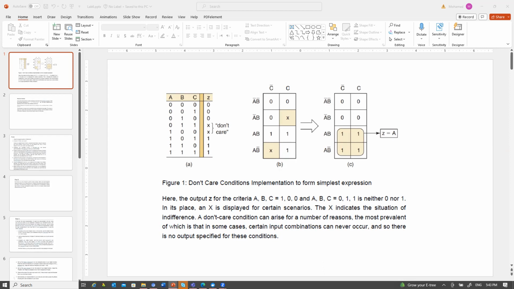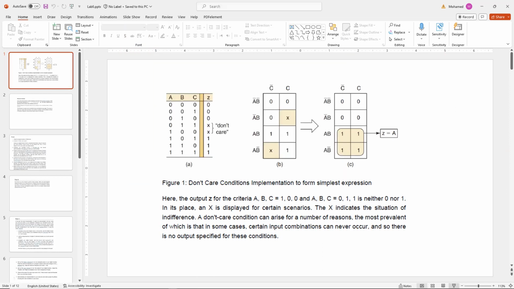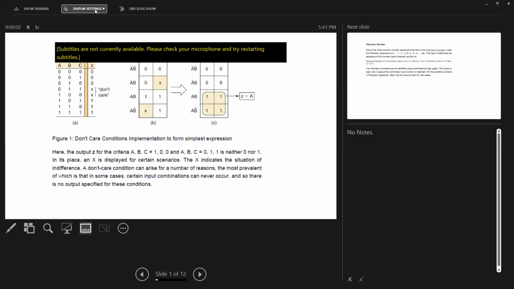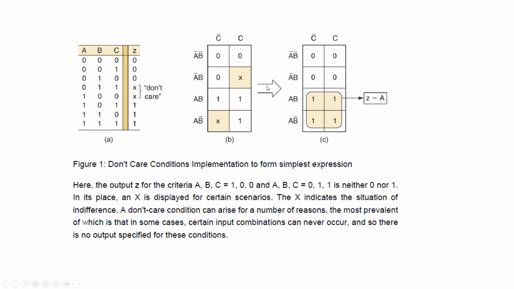Okay. So, hello everybody. In this video, I'm going to give you some help with lab number 6. So let's start. In the first part of this lab, I'm explaining what don't care is and how we can use it.